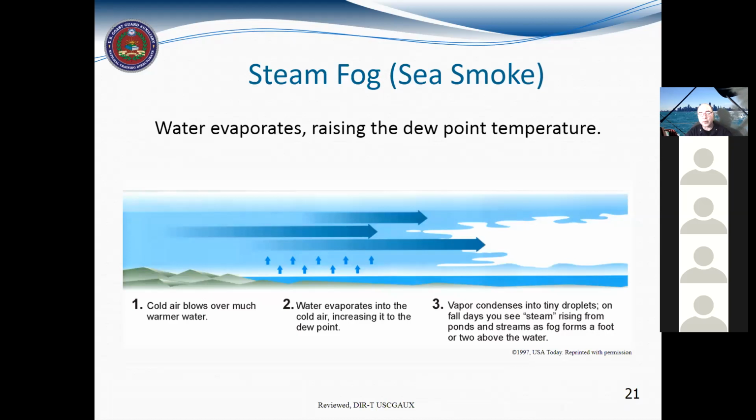As the water evaporates into that cold air, it raises the dew point higher. So it increases that to the dew point. So once that, number three, vapor condenses into tiny droplets, on fall days you might see steam fog rising from ponds and streams as fog forms a foot or two above the water. It looks kind of like a flat plate. So that's what you could call steam fog or sea smoke.